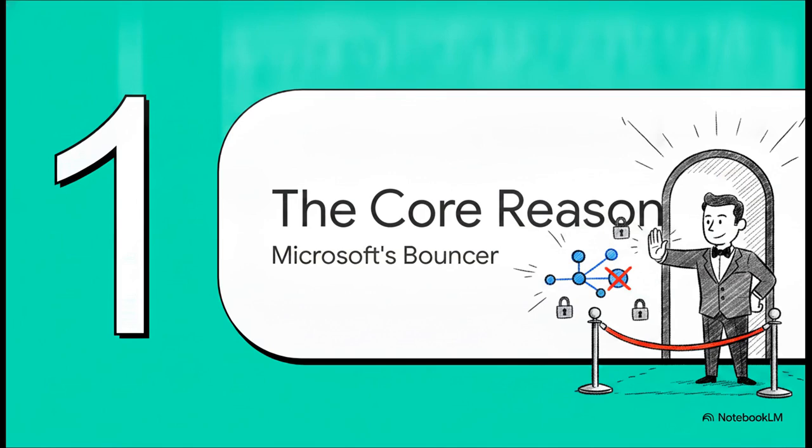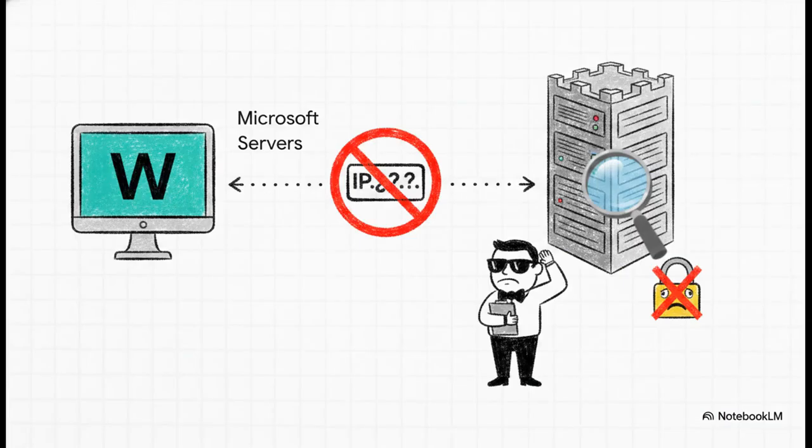Section 1, the core reason, Microsoft's digital bouncer. So the crucial thing to understand here is that Microsoft servers are specifically programmed to reject any traffic that looks like it's coming from a masked source. When you fire up an application like the Upgrade Assistant, it has one mandatory job. It absolutely has to authenticate your computer with Microsoft.